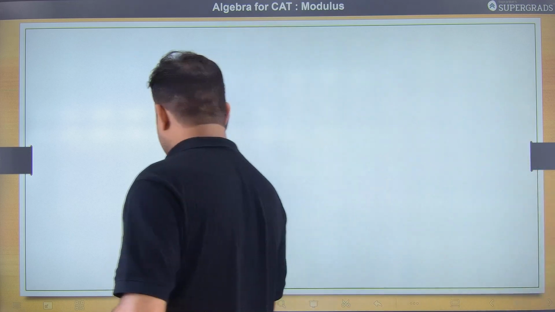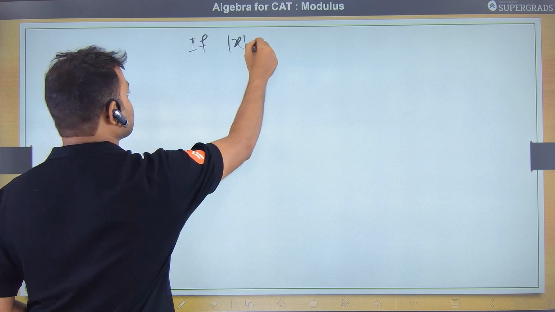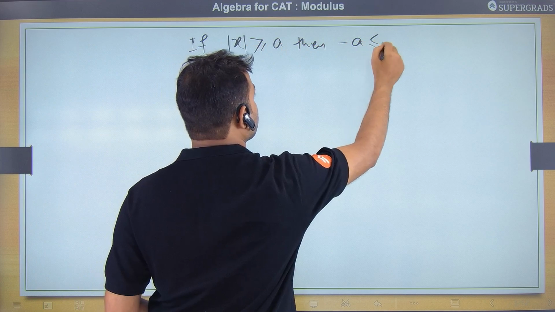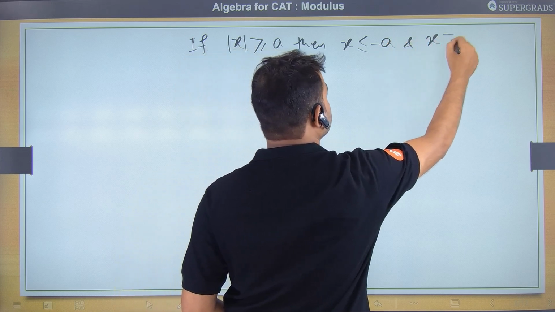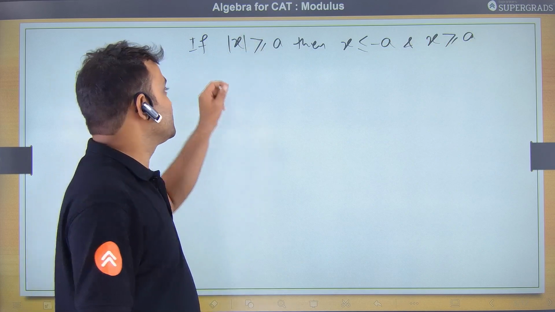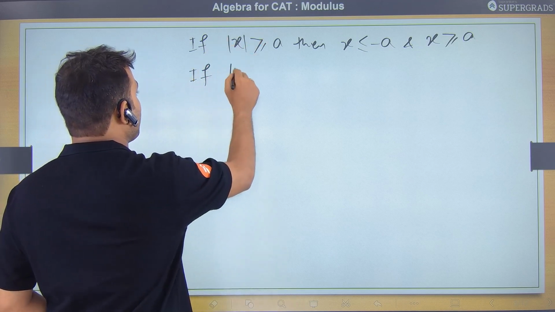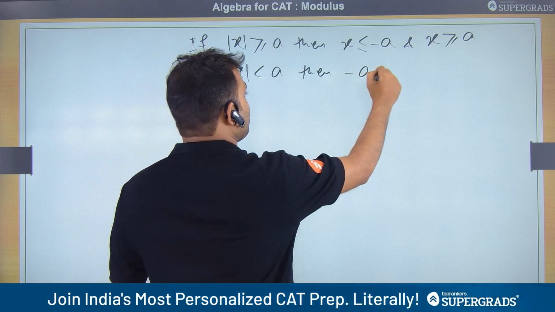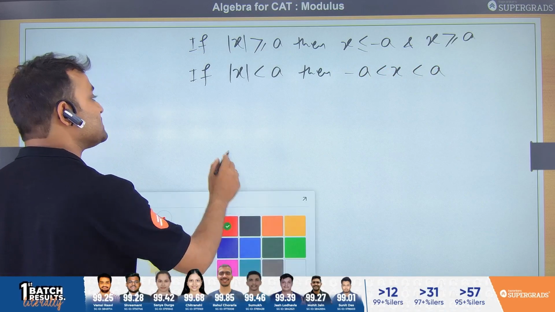Now if we talk about inequalities, so if mod of x is greater than equal to a, then we can say that x will be less than equal to minus a, and x will be greater than equal to a. Now remember that a is positive here, right? Because we are considering it to modulus. Now if it says mod of x is less than a, then x will be greater than minus a and less than a. We can take a couple of examples on this.